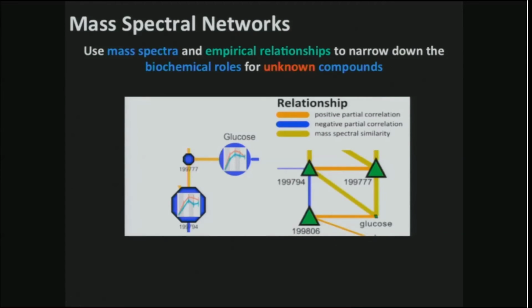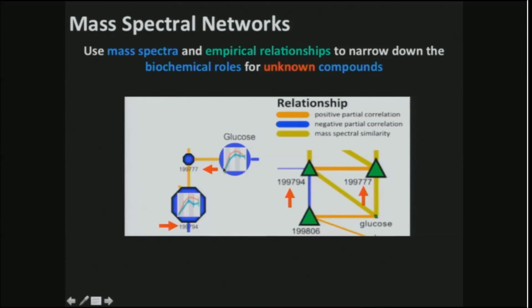Okay, so we can do that with structural similarity and mass spectra, but we can also do that with empirical correlations. In our group, we're very interested in diabetes, both type 1 and type 2. Over the course of many studies, we keep seeing certain unknowns, which are very interesting. They're very good biomarkers for type 2 diabetes, and we would love to know what they are.